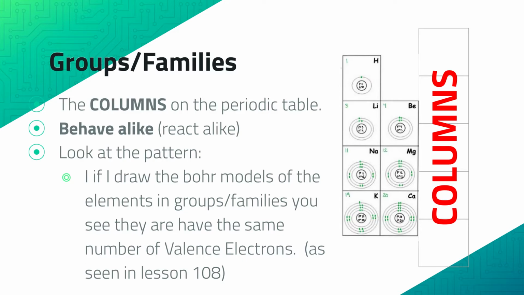So the groups or families are the columns on the periodic table. They behave alike, so that means that their reactions are fairly similar. Look at the pattern. If I draw Bohr models of the elements in a group or family, you see they have the same number of valence electrons, but a different number of energy levels.